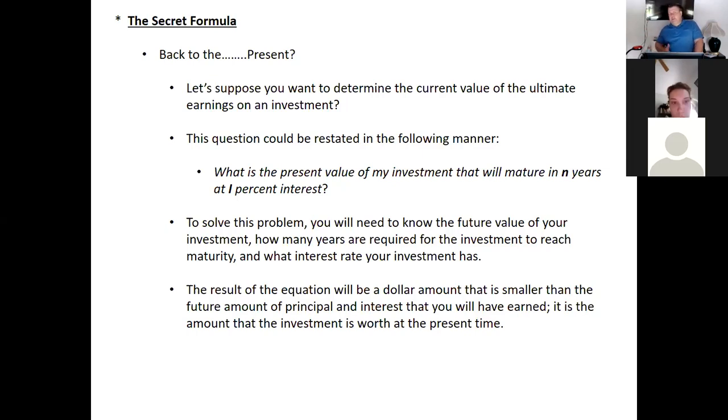How much money would I need to put in the bank at what interest rate today to have that $300,000 in 20 years? So you're going to need to know the future value of your investment, how many years are required for the investment to reach maturity, and what interest rate your investment has. And the result of the equation will be a dollar amount that is smaller than the future amount of principal and interest that you will have earned. It's the amount that the investment is worth at the present time.